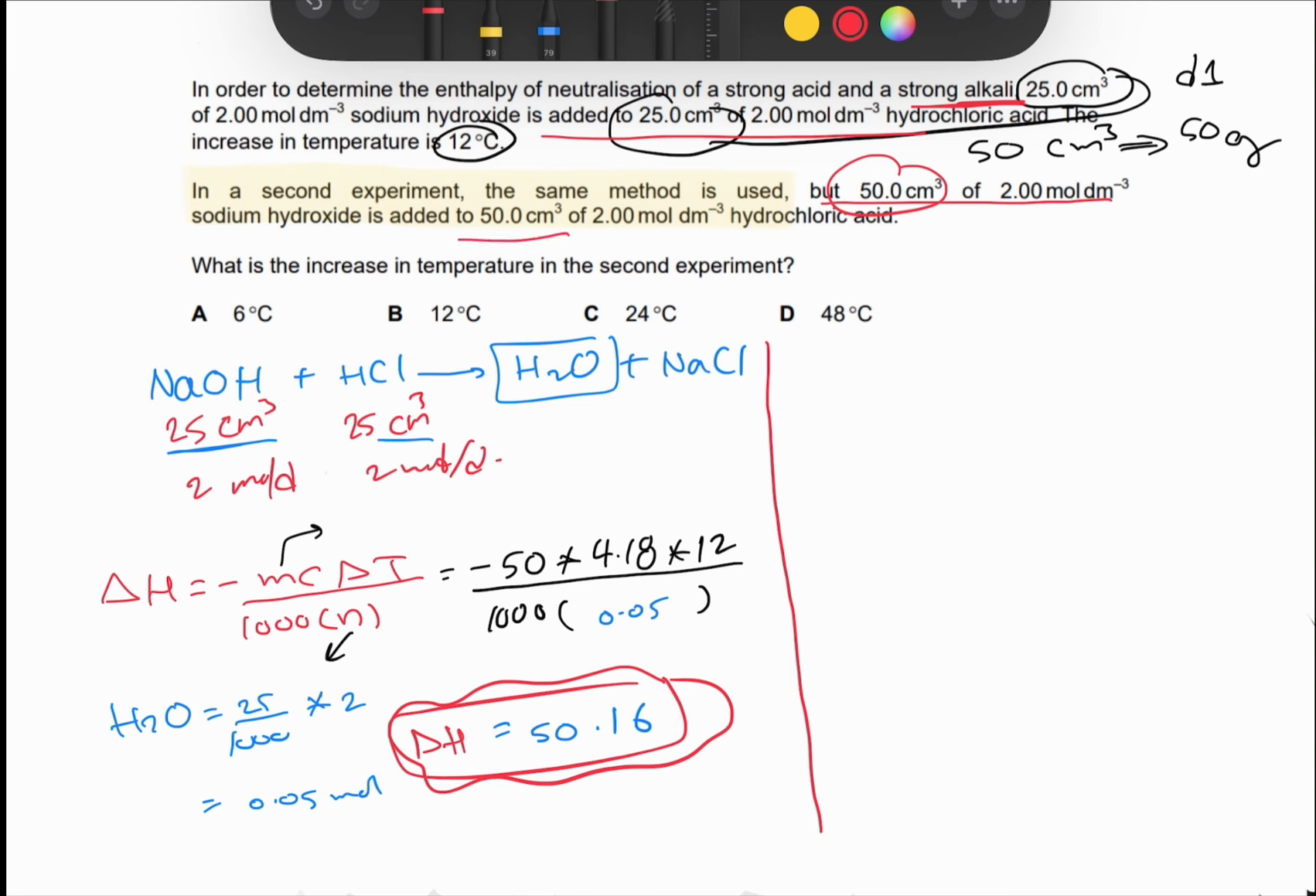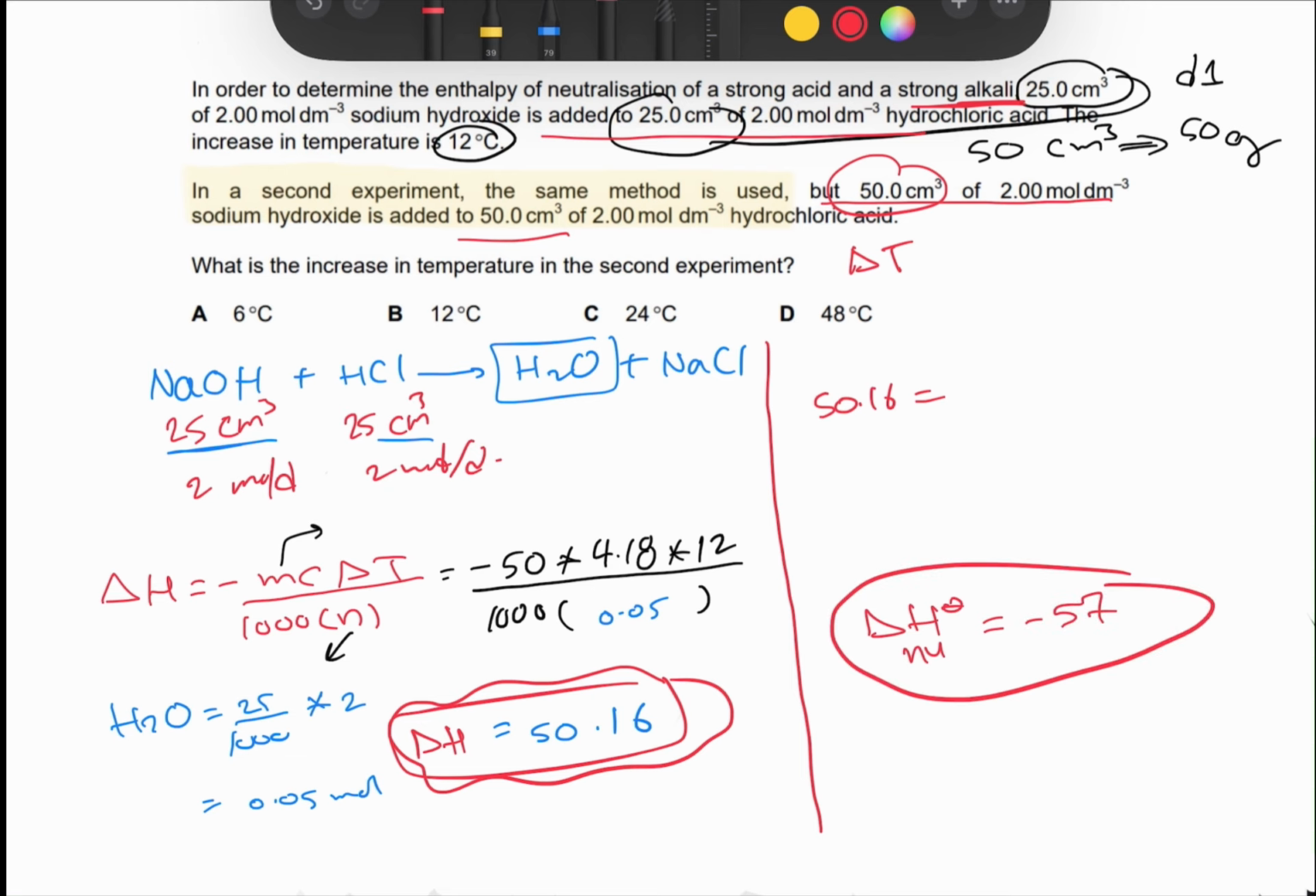The question is asking me to calculate the delta T in experiment 2. So we have to say, since the delta H is the same, you're using a strong acid. And if you remember what I said about the enthalpy change of neutralization in standard conditions between a strong acid and a strong base, it's always about negative 57. And this number represents the magnitude of enthalpy change per mole of water, regardless of the amount of acid and base, as long as they are strong. Okay, so this is the idea at this point.